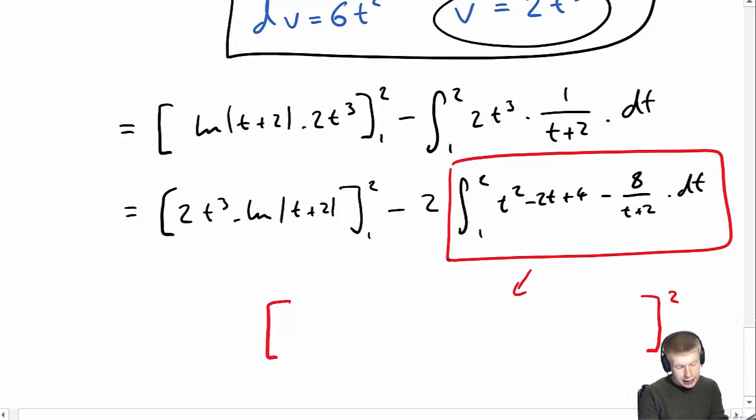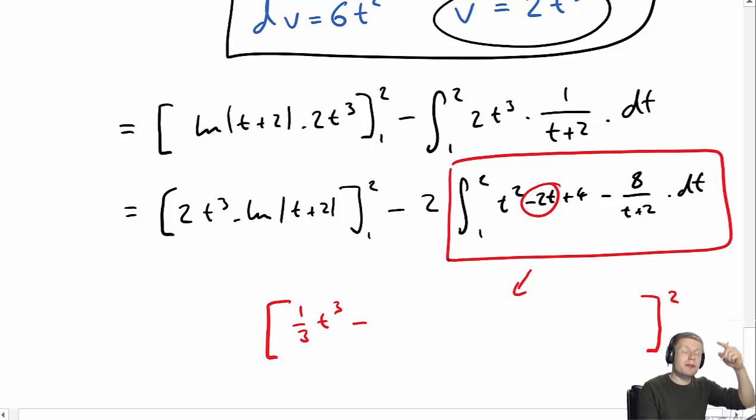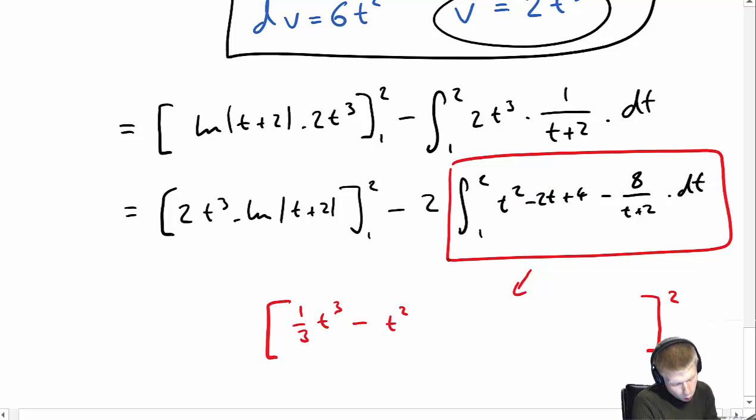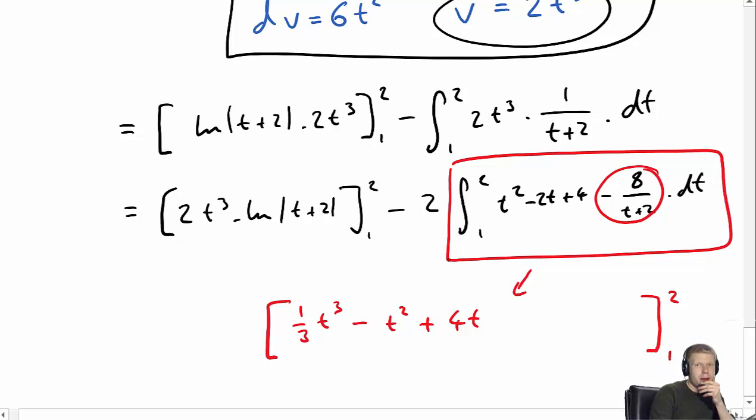Let's first of all look at the t squared. I integrate it, raise the power by 1, divide by that new power. So it's going to become 1 over 3 t cubed. Then I've got minus 2t, so minus, raise the power by 1, it's going to become t squared, divide by that new power. The 2 over the 2 will just cancel, so I'll just be left with t squared. Okay, cool. I've got plus 4 then, so that should become plus 4t. Then I've got, look at that, minus 8 over t plus 2.